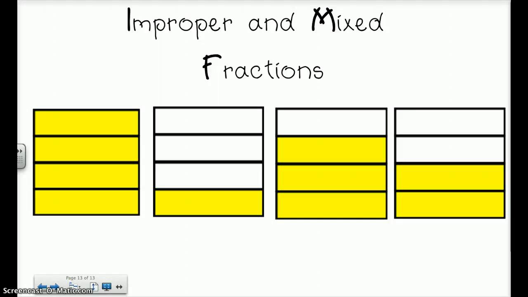This one looks really tricky, but we can work through it. 1, 2, 3, 4. So that's going to be my denominator because each one of these is split into fourths. Now let's count. That's 4, 5, 6, 7, 8, 9, 10. So 10 fourths are shaded in. Now how many wholes for my mixed fraction are shaded in? Well, I can move this one piece over here. So that makes 2 wholes and 2 fourths. So that's how much is shaded in. 2 wholes and 2 fourths.